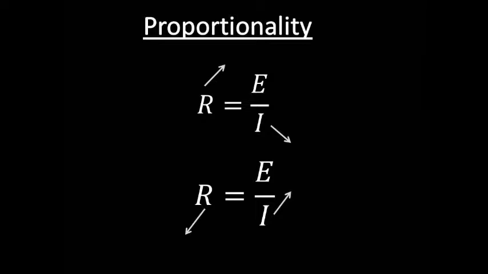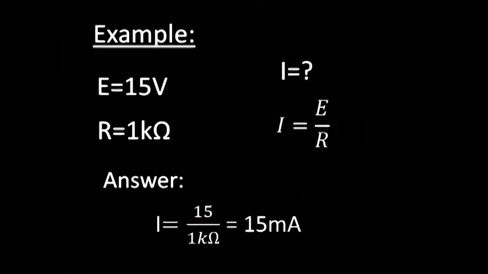In the following example, we have a resistance of 1 kilo ohm with a voltage of 15 volts. To find the current value, Ohm's law formula will be used, which is: the voltage is equal to the product of current and resistance. Therefore, the current will be equal to 15 volts over 1K, which is 15 milliamps.